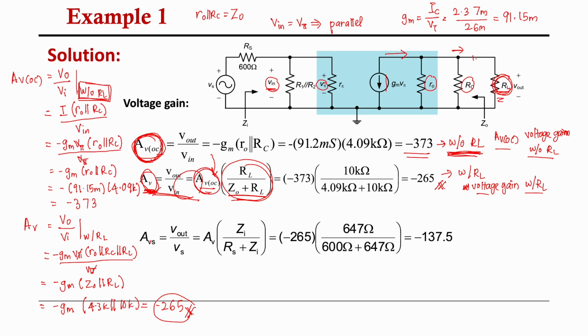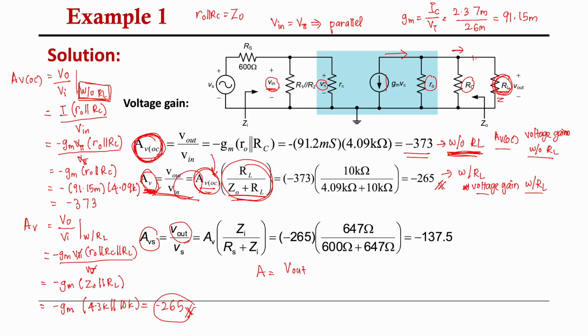So what is AVS? AVS will be the gain of the voltage source, meaning that we need to find the gain, which is V out. We know gain is always output divided by the input. But what is the input now? This is the V out, our output. But what is our input? The input now is the VS.